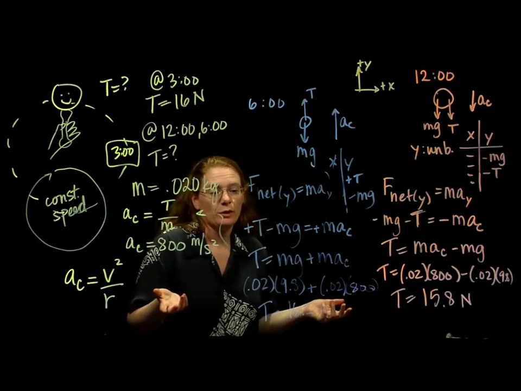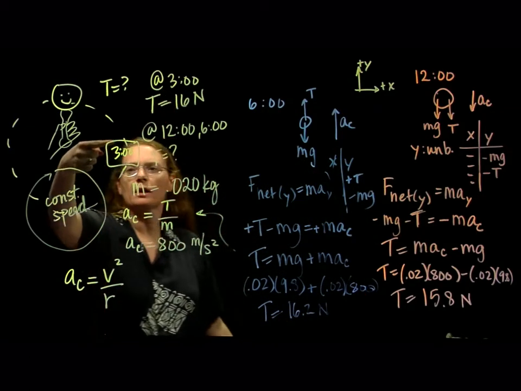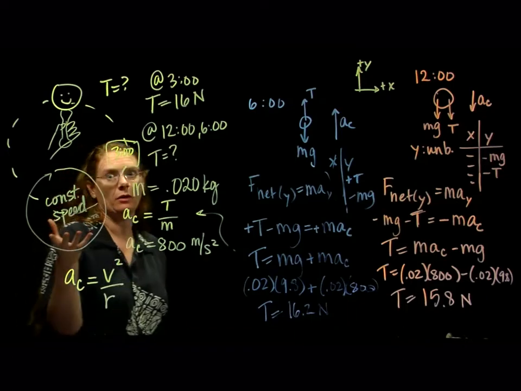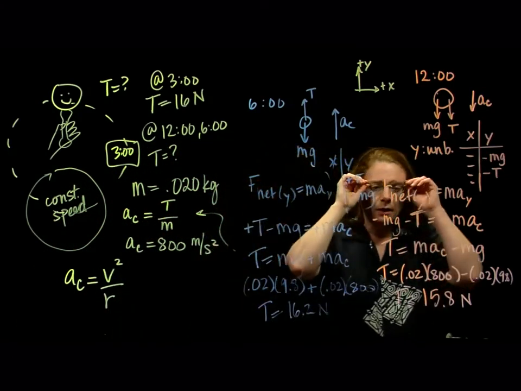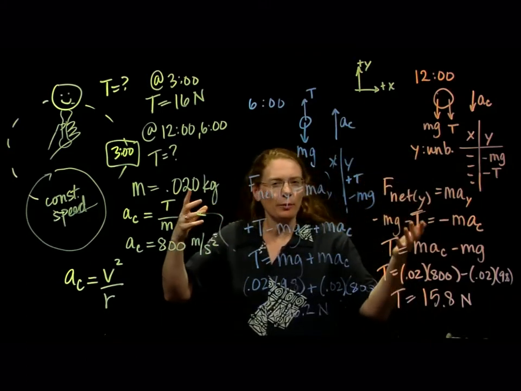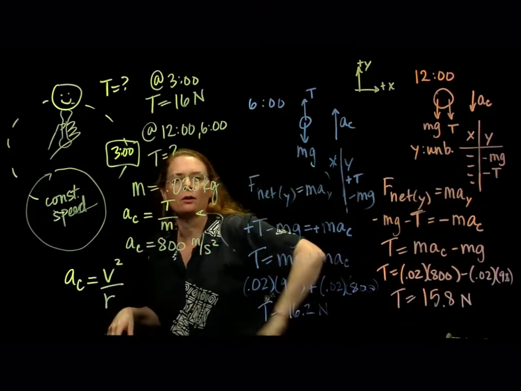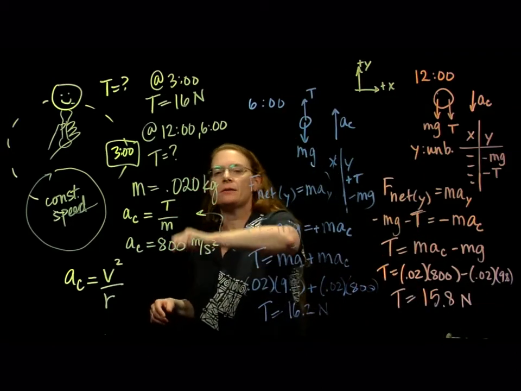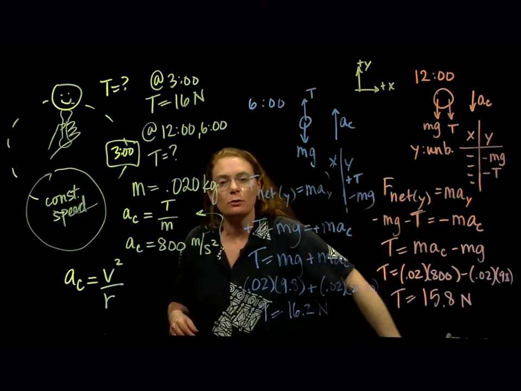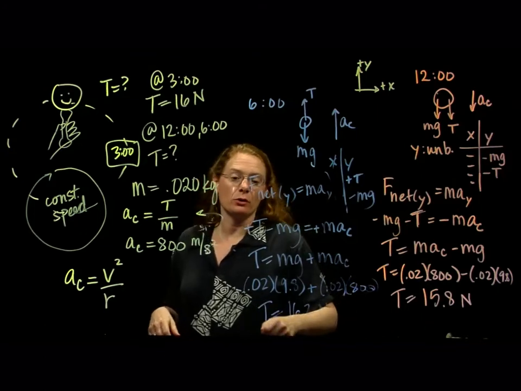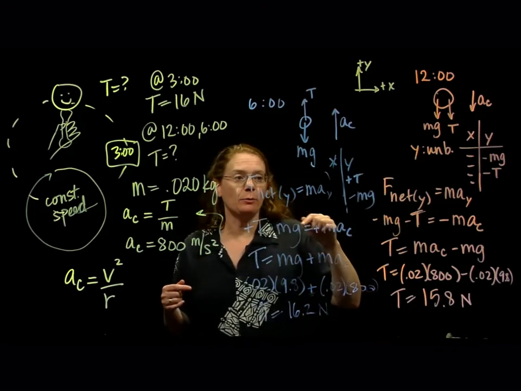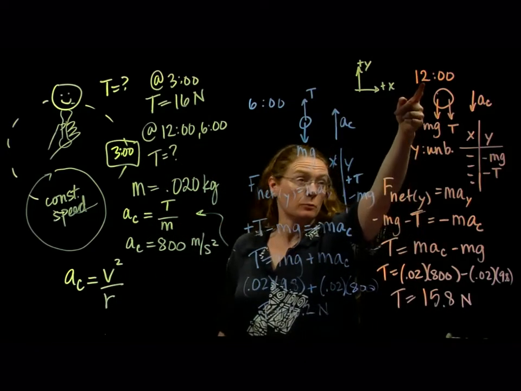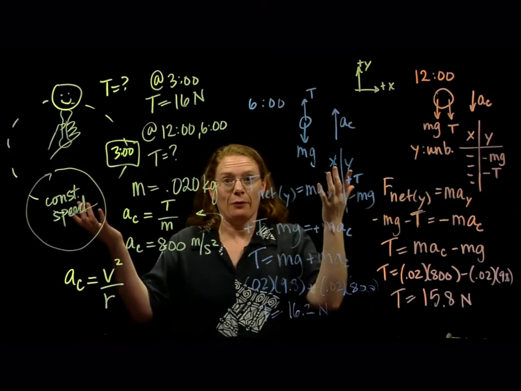So again, ask yourself, is it reasonable? Well, we had 16 newtons at 3 o'clock. We had 15.8 at 12 o'clock. If we have 16.2 down here, that seems very reasonable. So the numbers seem reasonable. Does the size of the number make sense? If you've swung something in a circle, if you think about where it was hard to swing, it's hardest to swing at the bottom and it's easy to swing at the top. Because at the bottom, you're having to exert a lot more tension on whatever it is you're swinging. So I would expect that there would be the most tension at the bottom, at the 6 o'clock position, the least tension at the top, at the 12 o'clock position, and then, of course, it's about halfway in between at 3 o'clock.